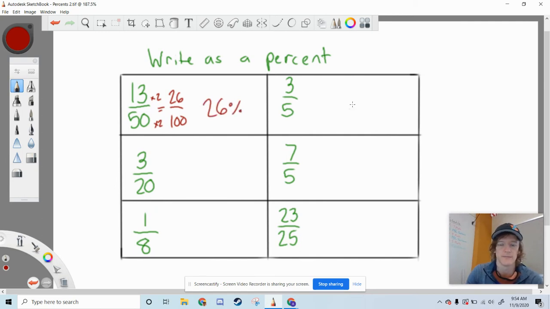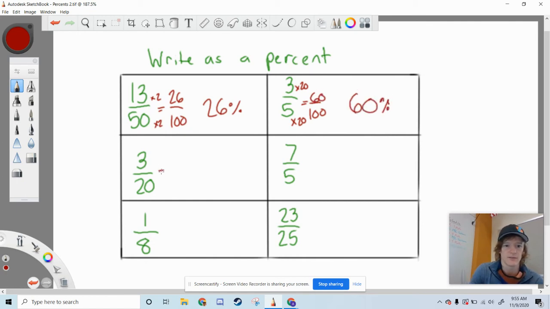The next one, we want to find out what is this in hundreds. 5 times what is 100? Well, you could divide this. 100 divided by 5 is 20. So we'll do times 20, times 20. So 3 times 20 is 60. This is 60%.